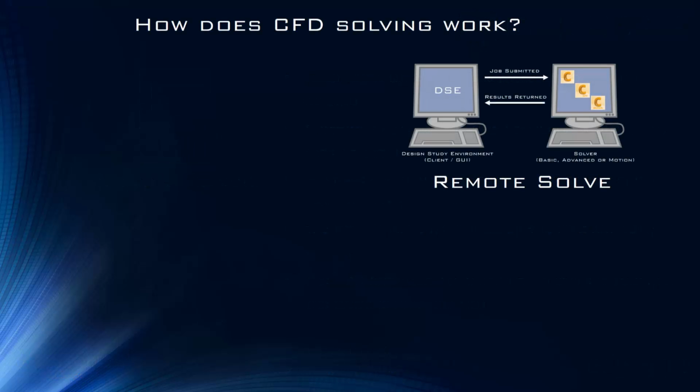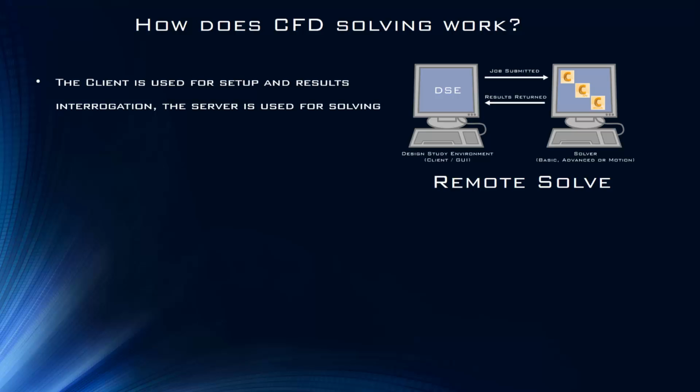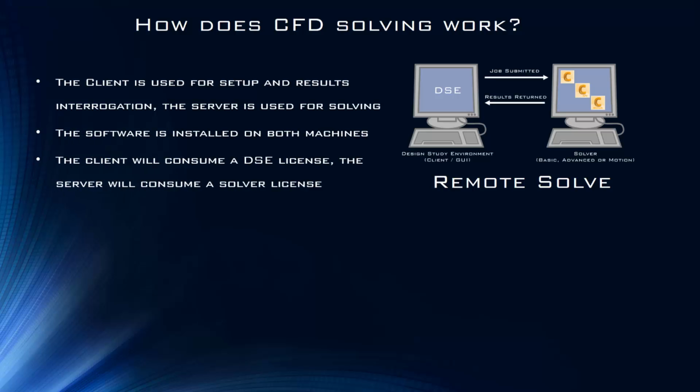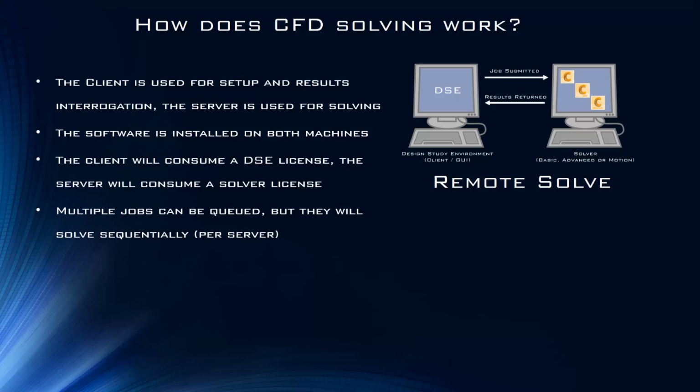Remote solving means the DSC and the solver are on different machines. The machine with the DSC is like a client, and the solver machine is a server, although it does not have to be a server in the hardware sense. You'll install the software on both machines. The client side will only pull a DSC license, and the server will pull a solver license. The server works the same as local solve in that it can only solve one job at a time. However, with this configuration, you could run more than one job in parallel if you have more than one solver machine.